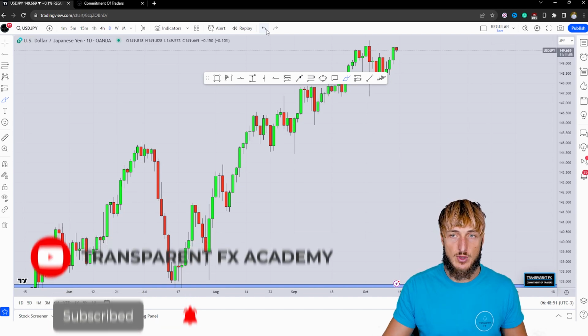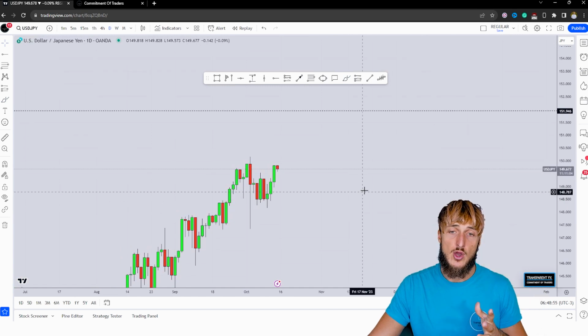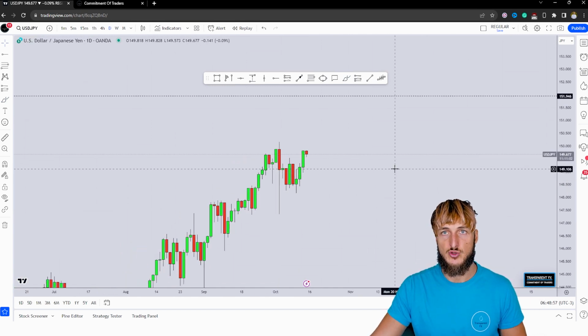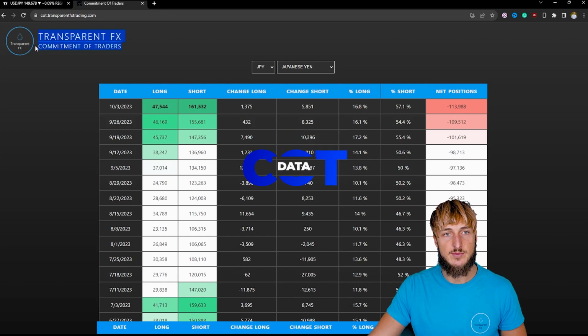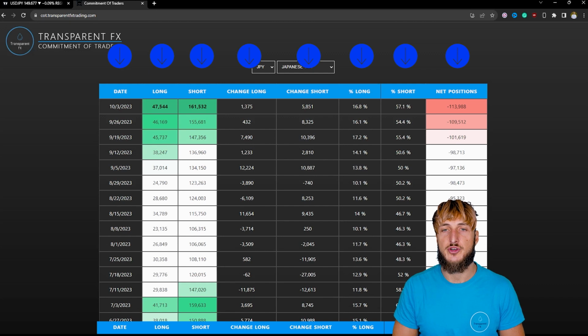Now, in a situation like this, as the one that we have right now, where we could be looking for the next potential move. Now, before we speak about that, let's first go and see what we have when it comes to the commitment of traders, so the COT data, which is what the non-commercials, so the biggest speculators in the market, are doing.